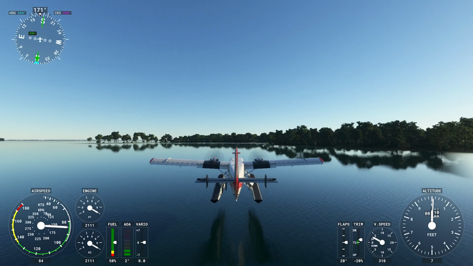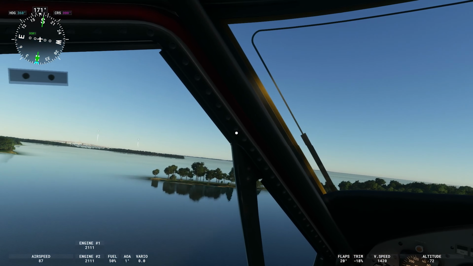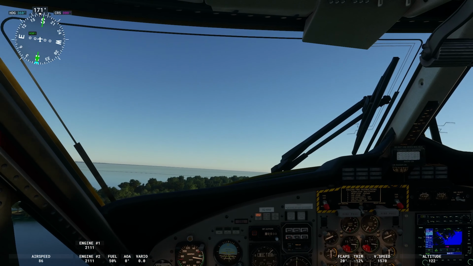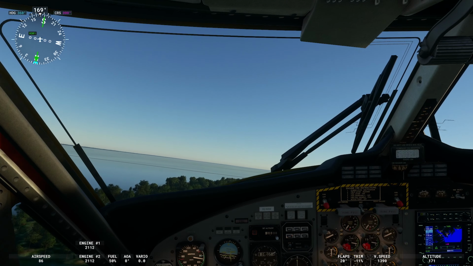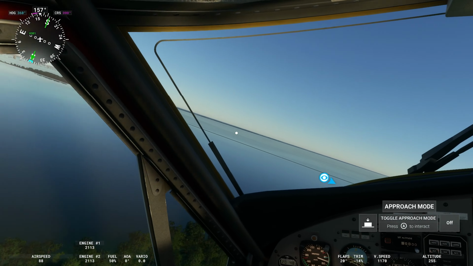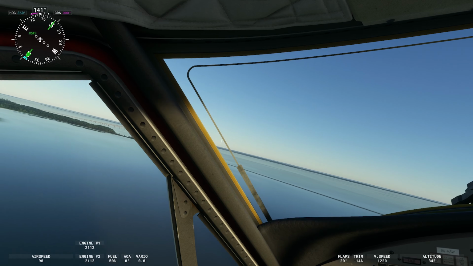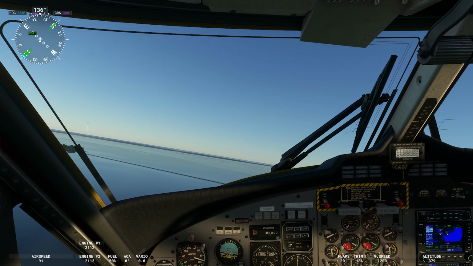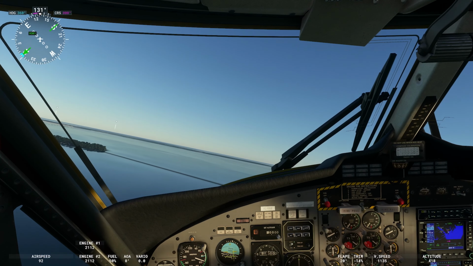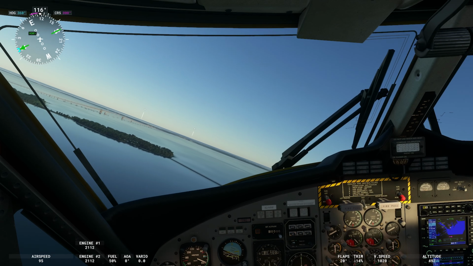Now, as I said, you can approach this from other directions. Regardless of the direction you come at it from, the bridge is going to be super easy to notice. It is a gigantic structure. 4.3 miles, that's 6.9 kilometers for the rest of the world. It was once the world's largest continuous overwater steel structure.